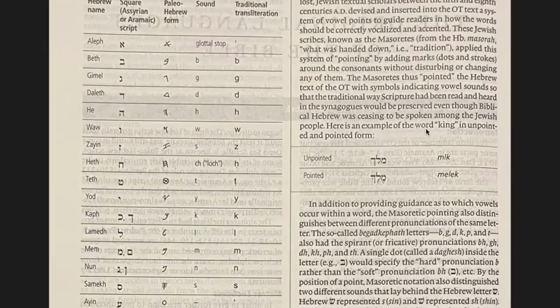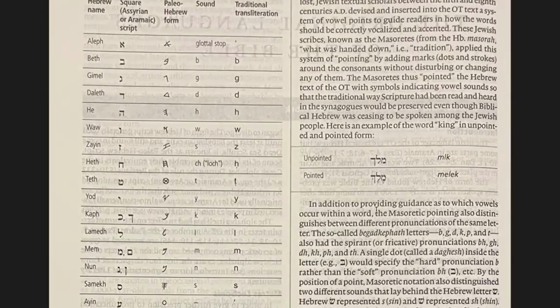Here is an example of the word king in unpointed and pointed form. So the unpointed form, you have the word there, MLK, and the pointed form, they're the same thing. If you're just listening, there are little dots under it. So it literally does not change at all, but there are little dots added under it. And then you have Melek, M-E-L-E-K, is how it's transliterated.